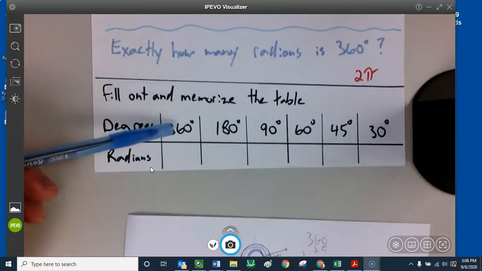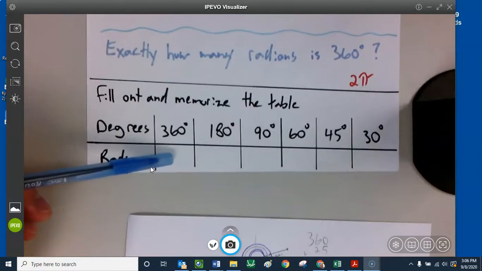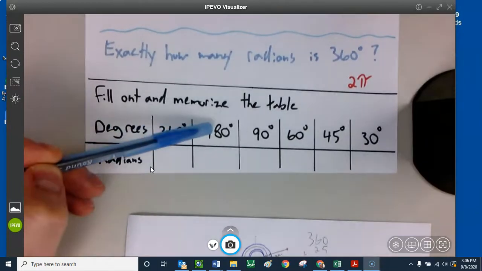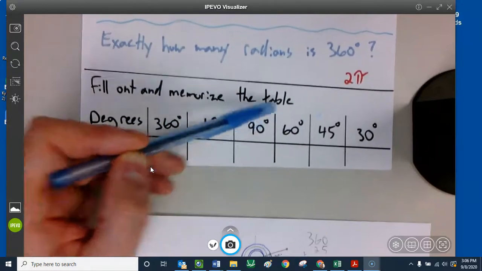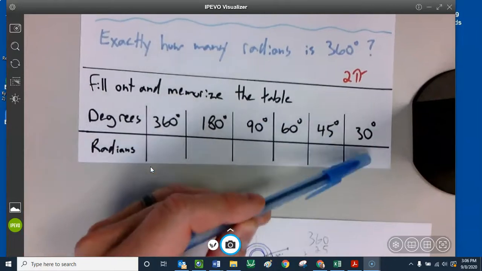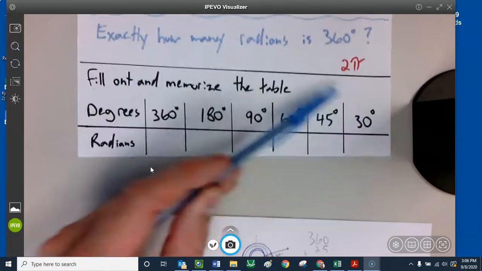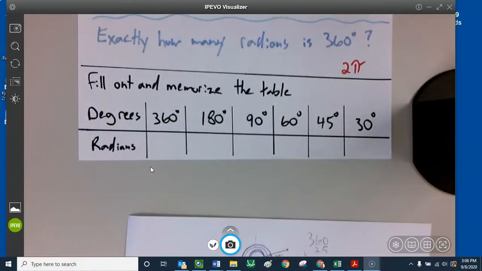360 degrees, I got that one. Or 360 degrees, that's 2 pi radians. We just did that. If I cut that in half, how many would that be? If I cut that in half, how many would that be? We can keep playing that game. We did 30 degrees. Well, I could double that to get this one. Fill out that table. Get good at that. Practice that. We're going to use these a bunch.